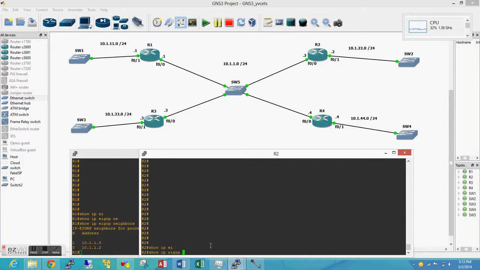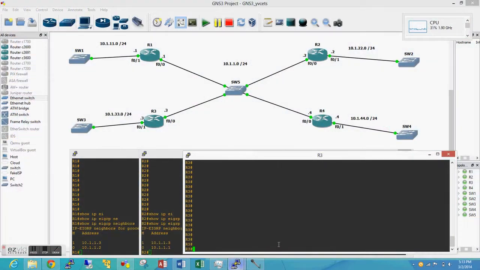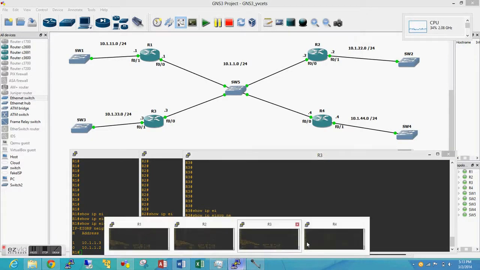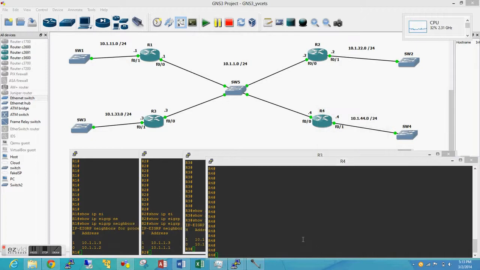So let's take a look at what happens on the other routers. Show ip eigrp neighbors, and we are talking to 1 and 3 from router 2. We're also not talking to router 4 for some reason. Let's see here. Show ip eigrp neighbors: 1 and 2, no 4. Let's see what happens on 4. Show ip eigrp neighbors, and he's got none. So, let's see if he has any EIGRP interfaces.